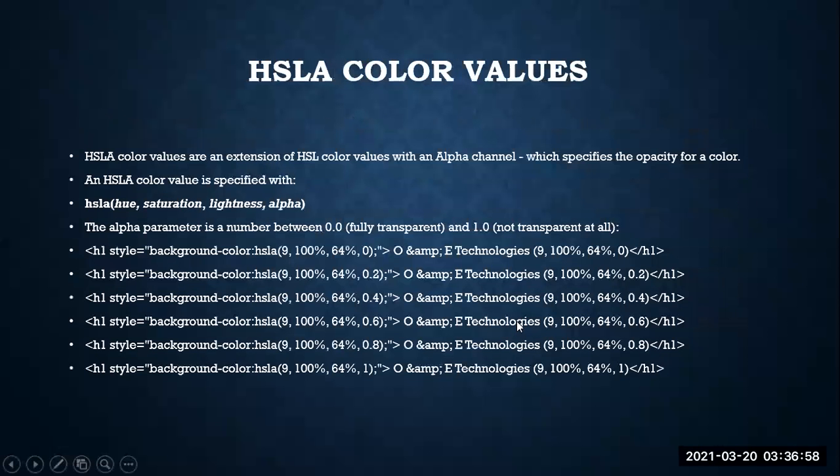So now let's look at the alpha effects. The alpha in HSLA color values is the extension of HSL, the same way we have RGB and RGBA. It's an alpha channel which specifies the opacity for the color. So at 0, you have the full color, just like the transparency. When you go from 0 to 1, at full 1, you have the maximum transparency. At 0, you have the least transparency.